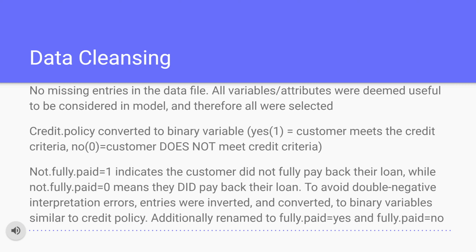Credit policy was converted to a binary variable. So yes, 1 was customer meets the credit criteria, or no, 0, customer does not meet the credit criteria. And then lastly, not fully paid equals 1 indicates that the customer did not fully pay back their loan, while when it was equal to 0, it means that they did in fact pay back their loan. In order to avoid double negative interpretation errors, these entries were inverted and converted to binary variables similar to credit policy, and additionally renamed to fully paid equals yes or fully paid equals no.